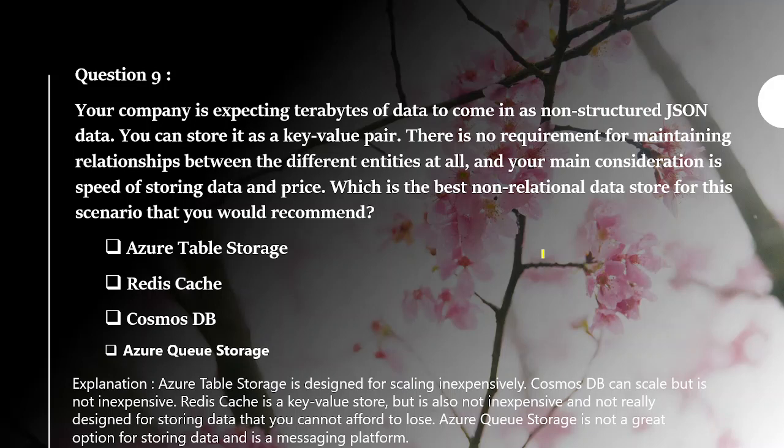So the first three options are related to storing the data in key value pair. Okay. Here if you can see Cosmos, we all know that this is a bit expensive in Azure. So we cannot consider this option. The second one is Redis Cache, which is also a little expensive. And the first one is Azure Table Storage. This is not expensive as compared to the other two options. So our answer is Azure Table Storage.